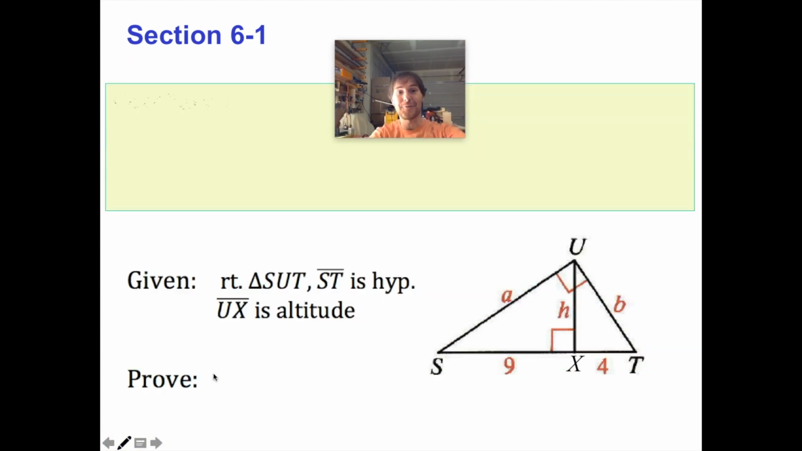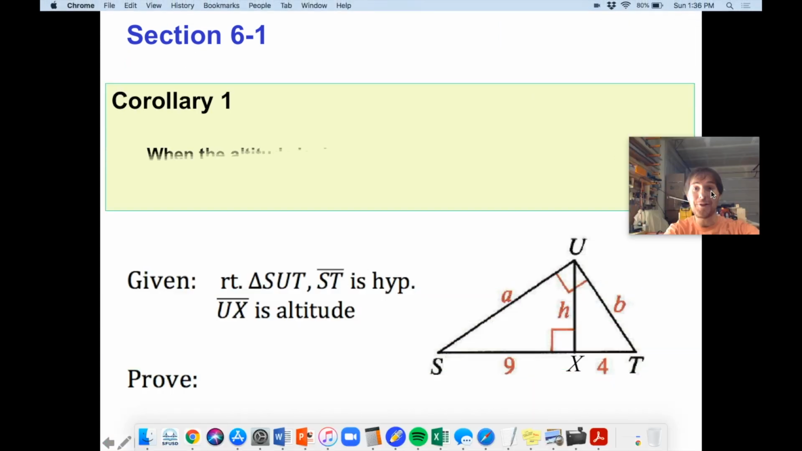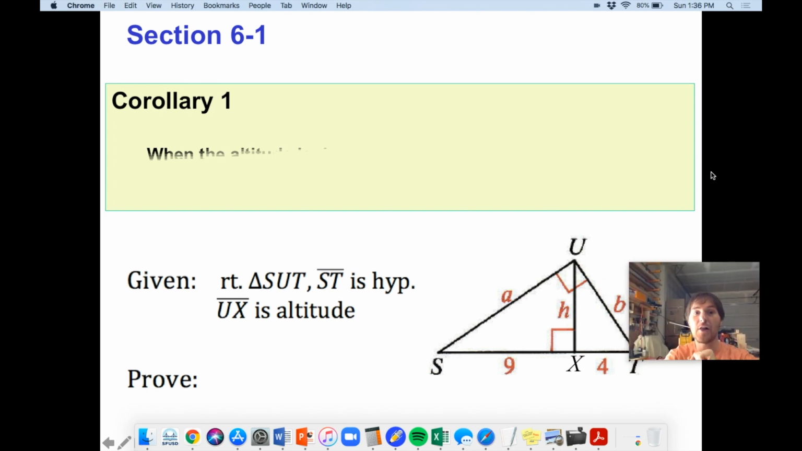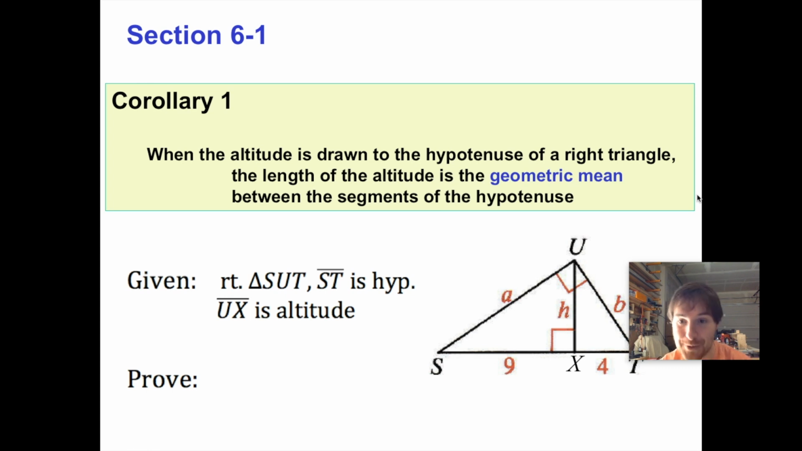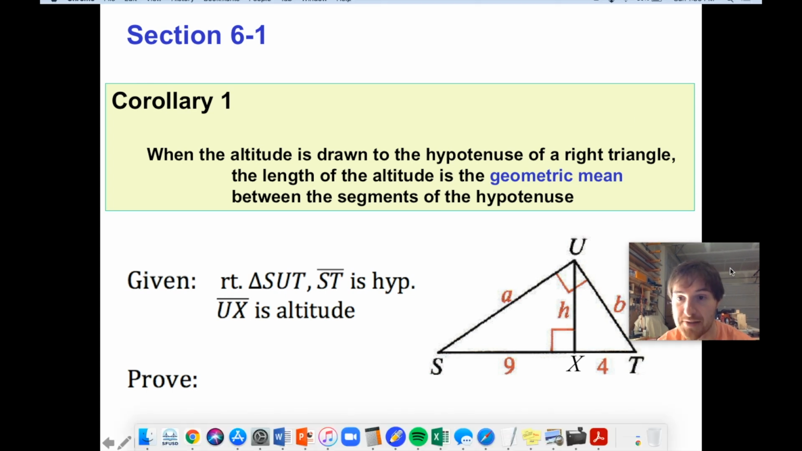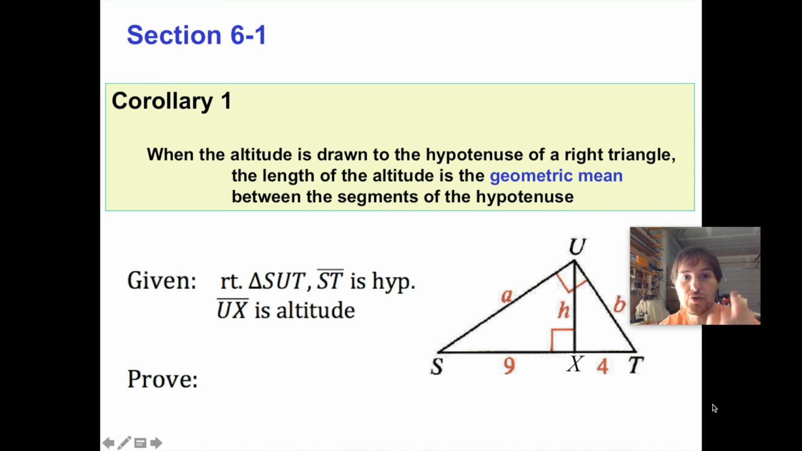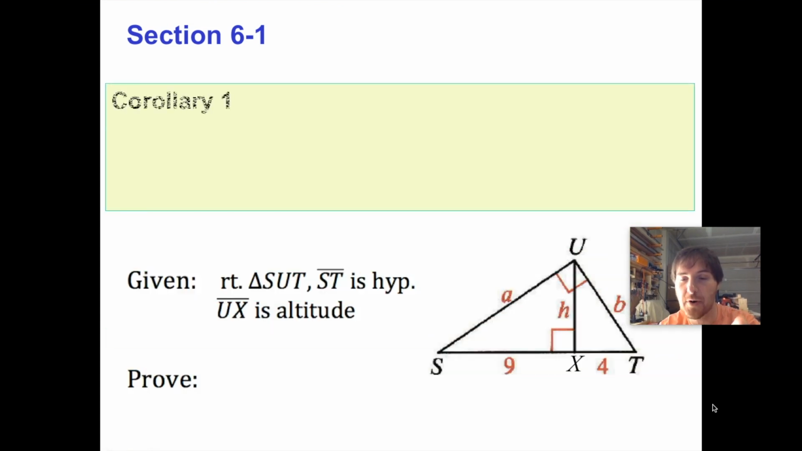And that's going to be our first theorem. Let's get into it. First corollary, actually. We already had a theorem, this one here. But this is following from the fact that we have 3 similar triangles. And when you have those 3 similar triangles like this, because you have an altitude drawn to the hypotenuse of a right triangle, that's the first thing I wanted to write out here.